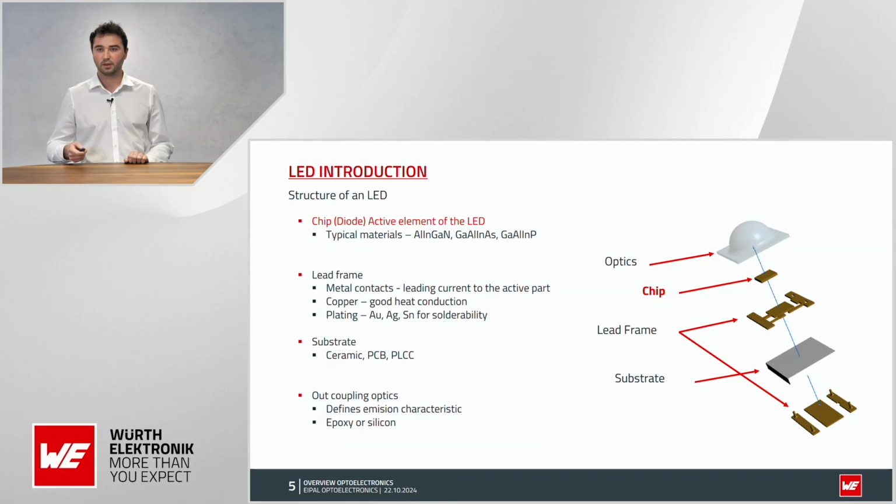The other thing that you need to operate an LED is not only the chip, but you also need to put current through the chip. So you need to connect it to the lead frame, which is then in the end soldered on the PCB. You need some substrate for strength and also heat conduction. And depending on the specific product, you also have some optics or lenses on top.